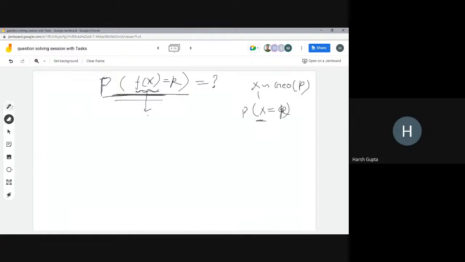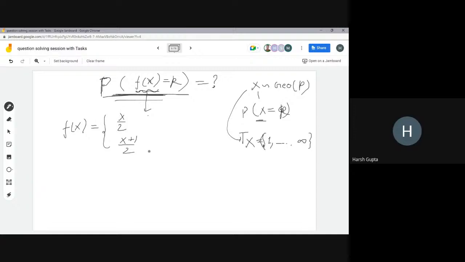And it is given. Now it is very easy, because it is given that f(x) equals x by 2 if x is even, and if it is odd, then it will be (x plus 1) by 2. So first of all, we need to know how many values. What is the range of x, where x is geometric? 1 to infinity.